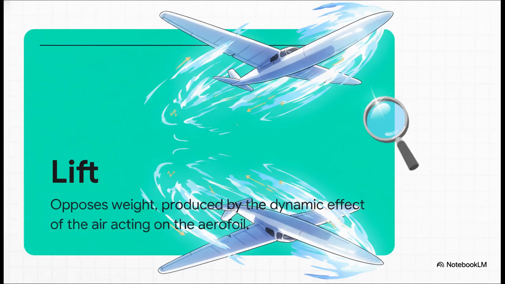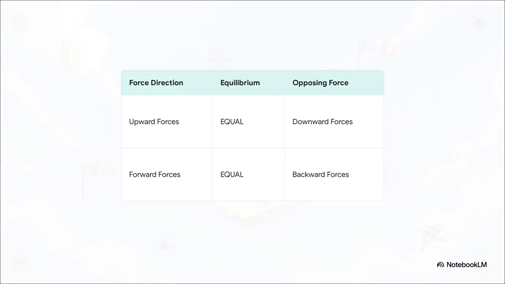Now here's a really interesting concept that the FAA and your examiners absolutely love to test you on: steady, unaccelerated flight. When you're flying straight and level at a constant speed, you aren't just magically floating. You're actually in a state of perfectly balanced physical tension. It's Newton's third law in action. Opposing forces completely cancel each other out, so the sum of all your upward forces perfectly equals all your downward forces, just like your total forward thrust perfectly equals your total backward drag.